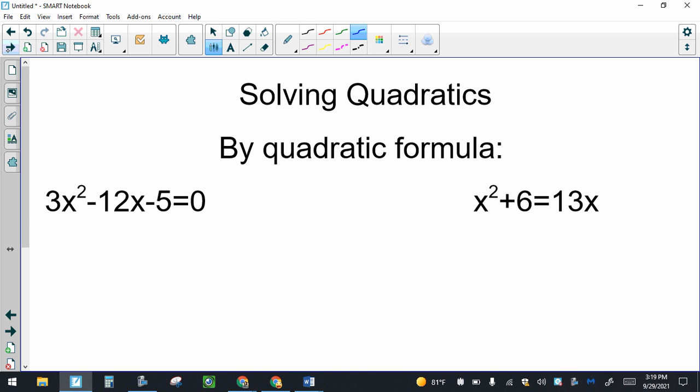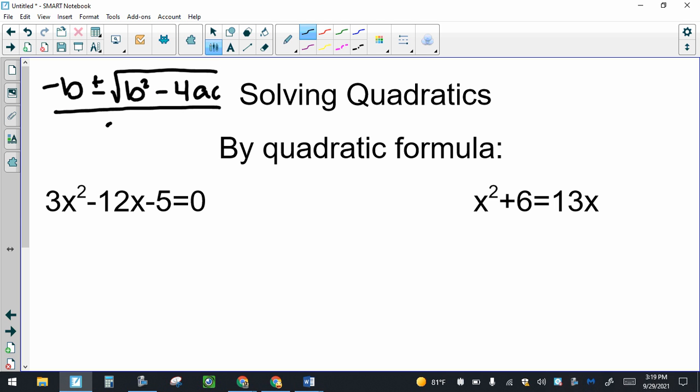So let's come over here to quadratic formula. Now, I forgot to write the quadratic formula up here. You do not have to memorize it. It's -b plus or minus the square root of b squared minus 4ac over 2a.